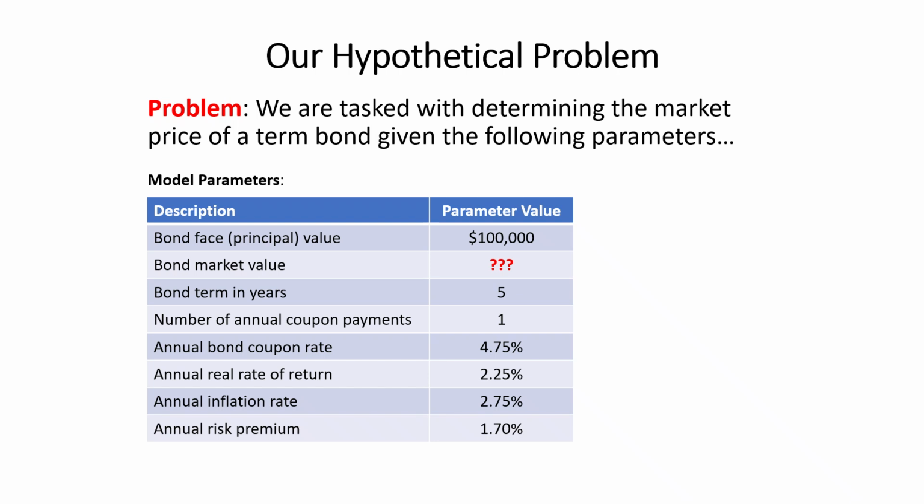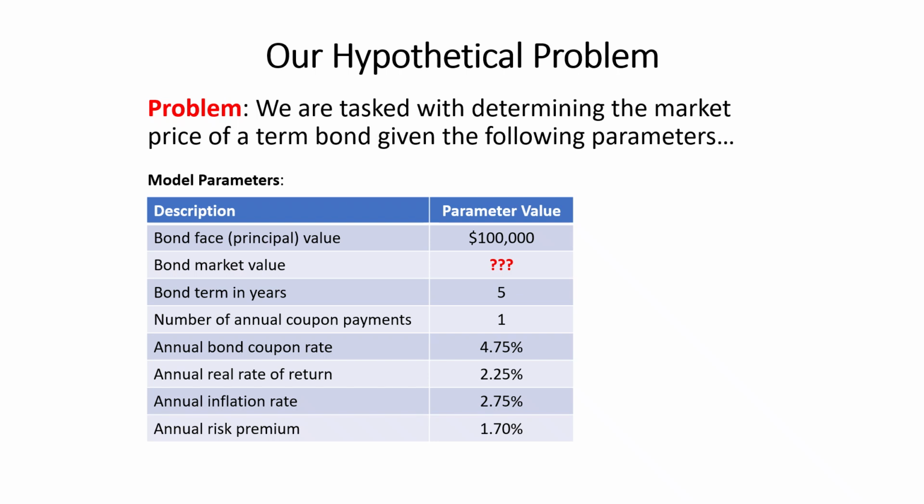So the bond face value, you can look at that as the principal value. In this case, we have a bond that's going to have a principal value or face value of $100,000. So at the end of the term, $100,000 will be remitted to the bondholder. And what we want to do is determine the market price of that term bond.